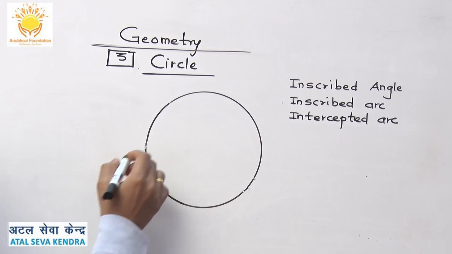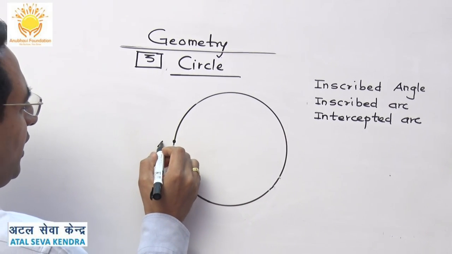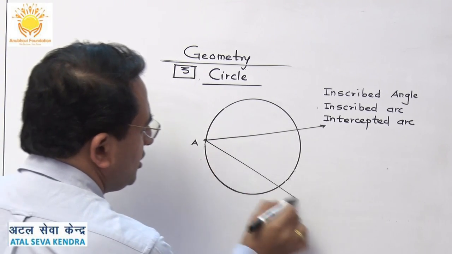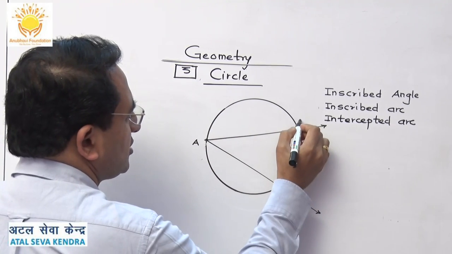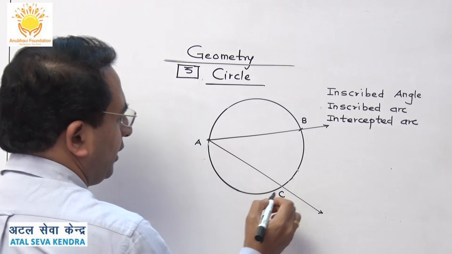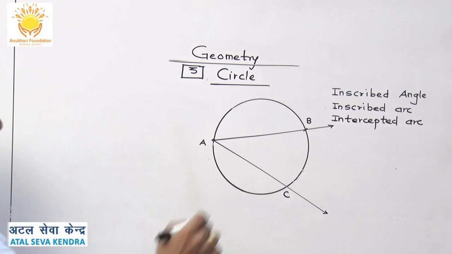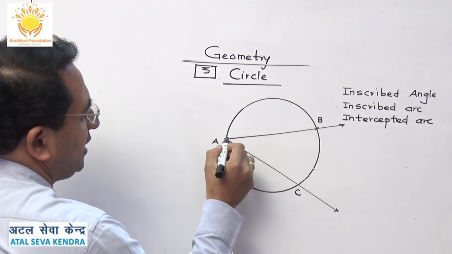Now here I draw this. There is one point A I have taken, and these two markings are done. Now this is the angle which I have drawn there. That angle is called angle BAC.